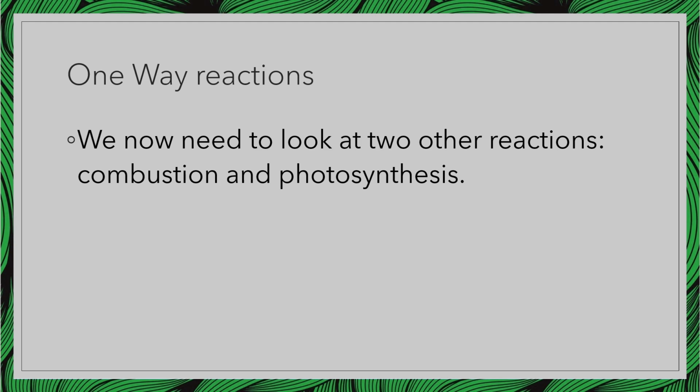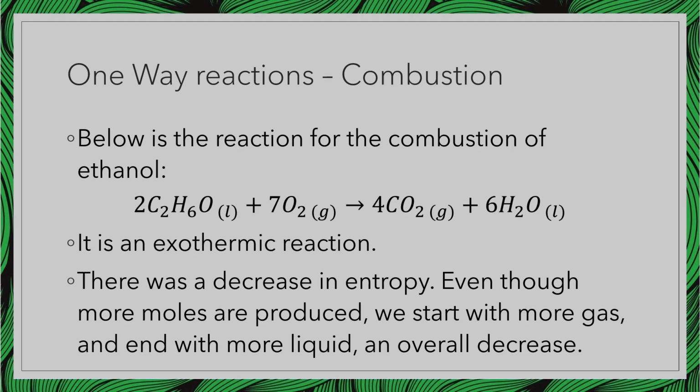Now let's have a look at 2 other reactions, combustion and photosynthesis. So combustion, we know what combustion is. It's when we light something on fire, basically. Here I've got the combustion of ethanol, so just straight alcohol, 2C2H6O plus 7 oxygens give us 4 carbon dioxide and 6 waters. Now, it's an exothermic reaction, big change, big negative delta H. There's a slight decrease in entropy, so even though more moles are produced, we start with more gas. So we have 7 gas, 2 liquid. We end up with 4 gas and 6 liquid. Okay, slight decrease in entropy.